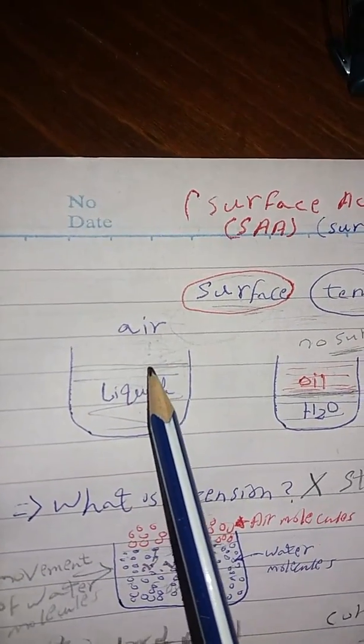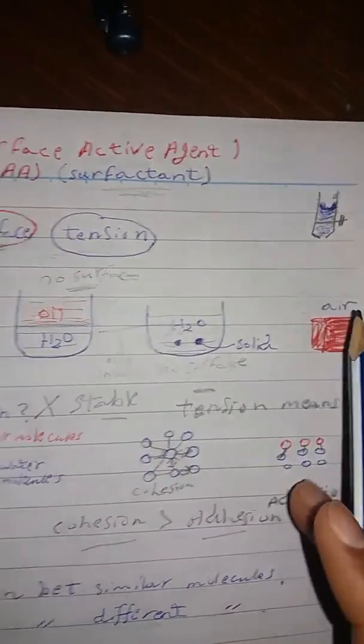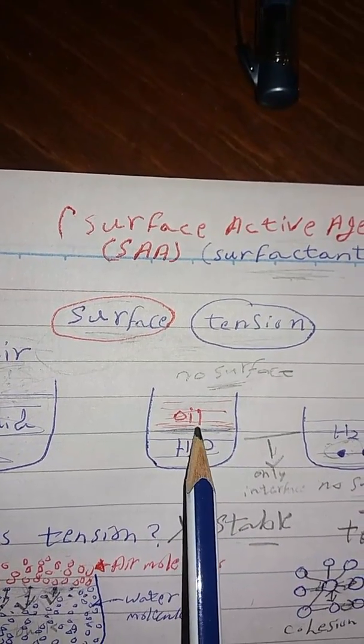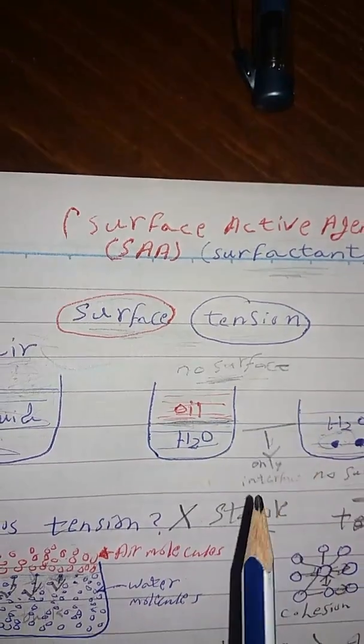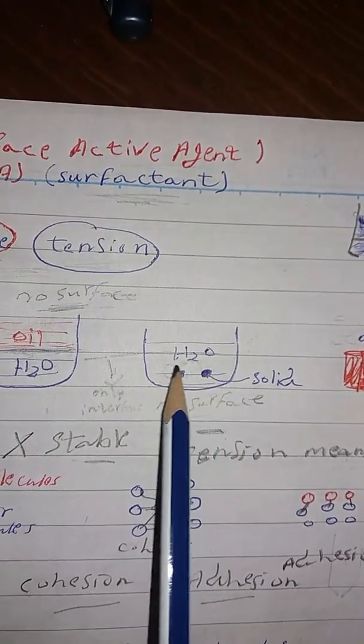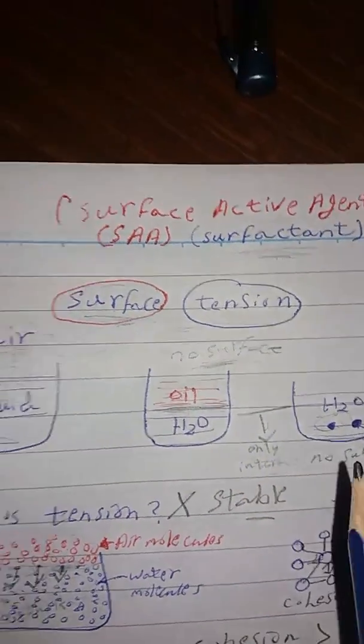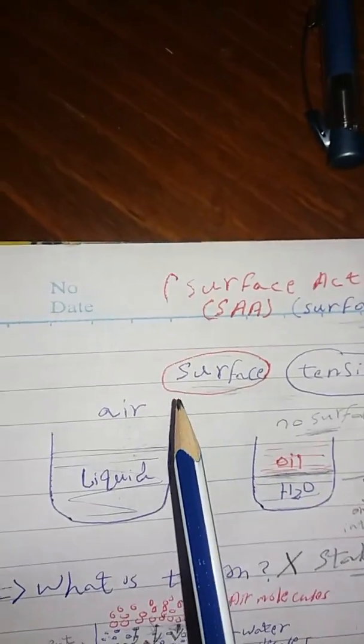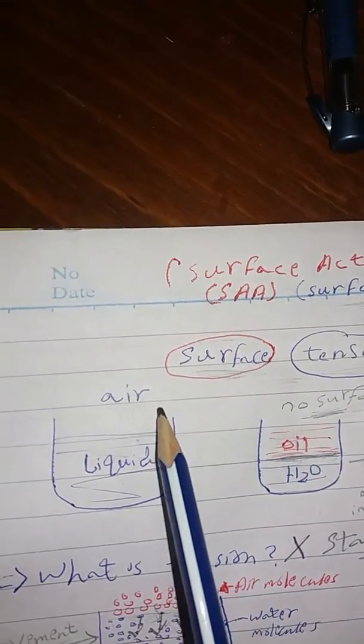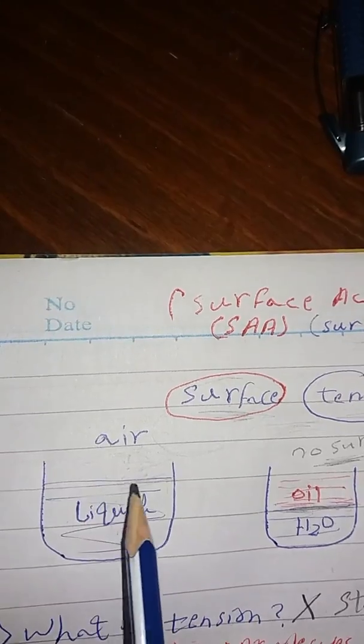Surface is the interface between liquid and air, or between solid and air. Between two immiscible liquids like water and oil, this interface is not called surface. Here, no surface. Here too, between water and any solid, there is no surface, only interface. But here we are talking about surface tension. In this case, we mean the interface between air and liquid.